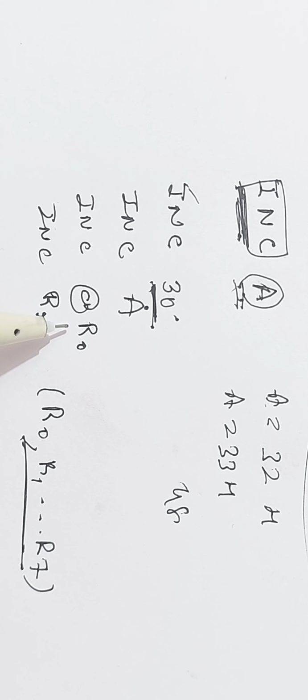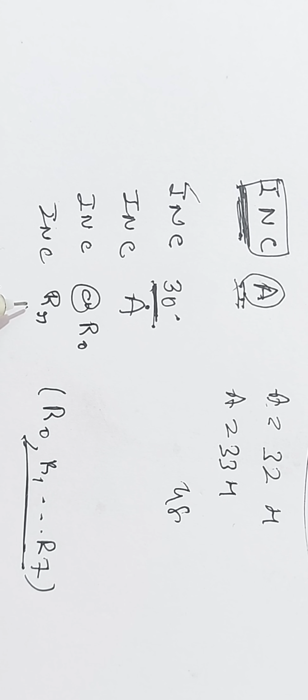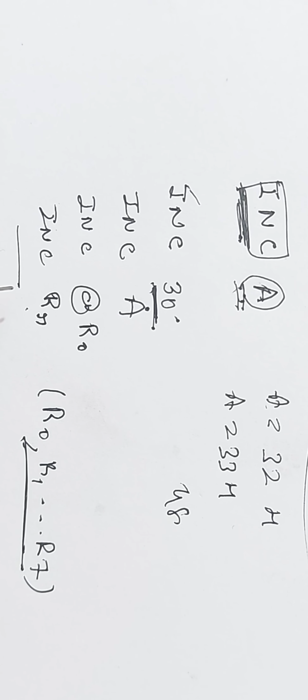INC @R0 means whatever content is present in the address given by the register R0. R0 is assigned to some address. Then whatever content is present in that address is incremented by 1. Increment RR: whatever number is present in RR is incremented by 1.